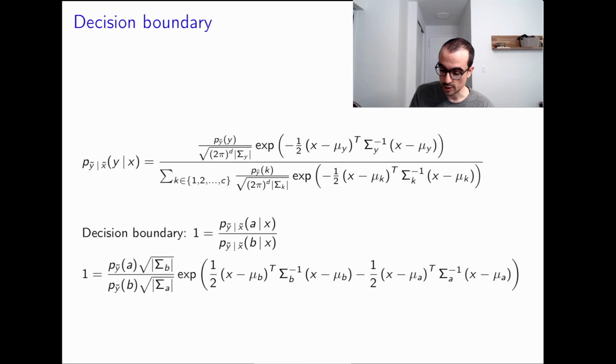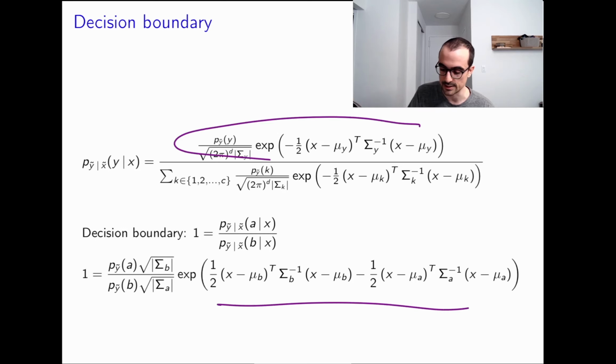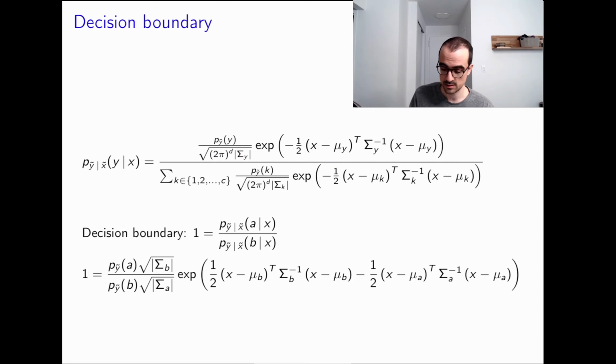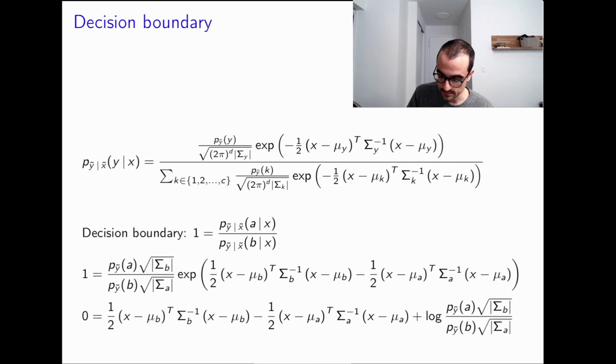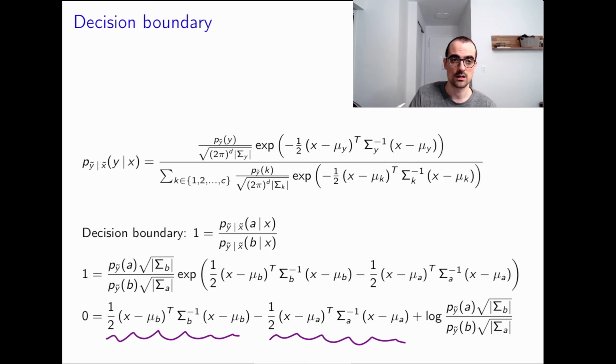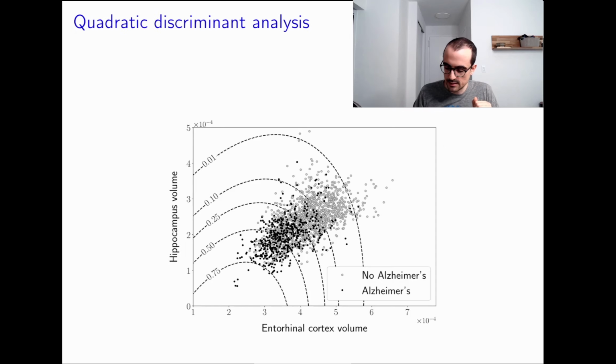You can check that we obtain something like this. The denominators basically cancel out, and you're just dividing the numerators. You get something like this, and now you take logarithms. What happens is that you get a quadratic function of the features, and that's why the boundaries are quadratic. This is quadratic discriminant analysis. And what this suggests is you might say, okay, but actually I might prefer a linear one. It's called quadratic discriminant analysis because these are quadratic curves.